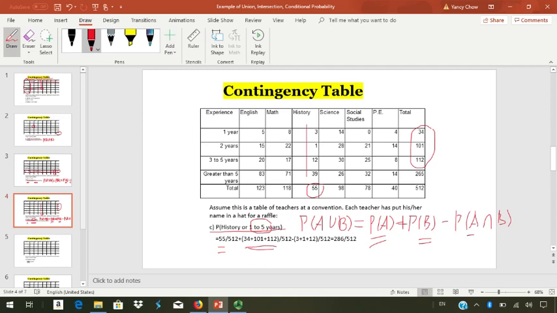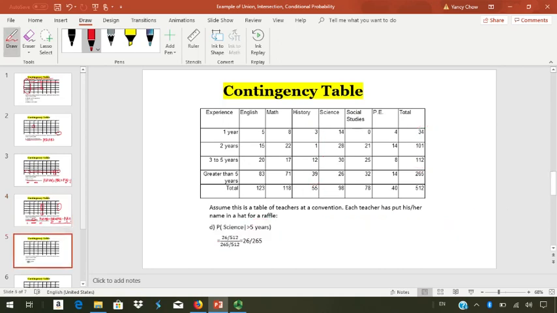And minus A and B, the probability. A is history. B is 1 to 5 years teaching experience. So the overlap is here. History and 1 to 5 years teaching experience. So you need to add these 3 together. Okay. Probability A plus probability B, and remember, minus the overlap, probability A and B.